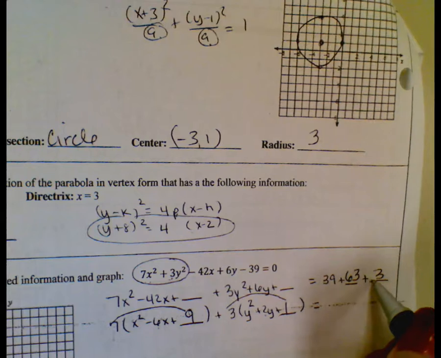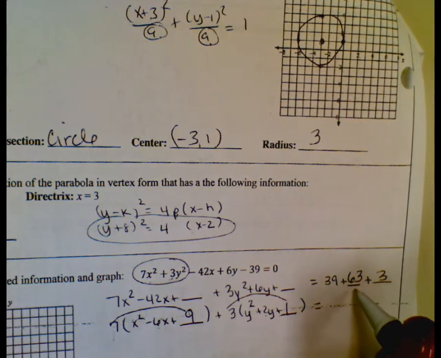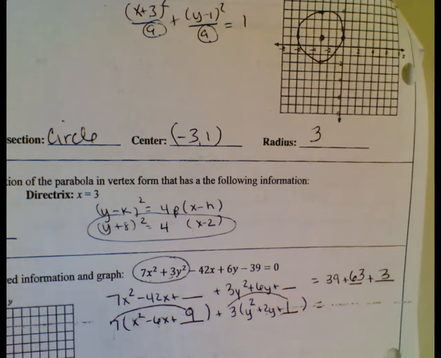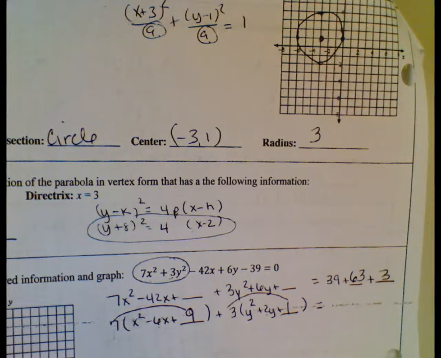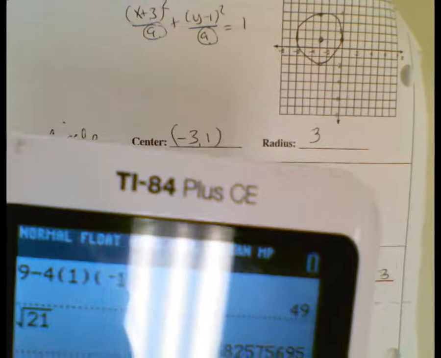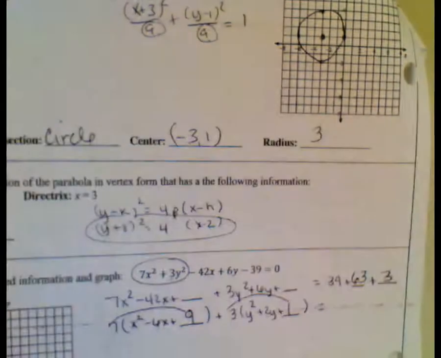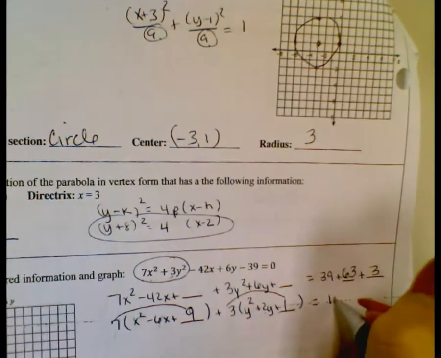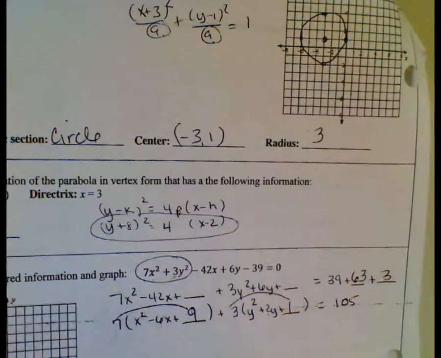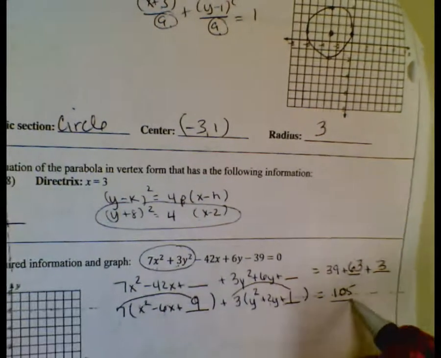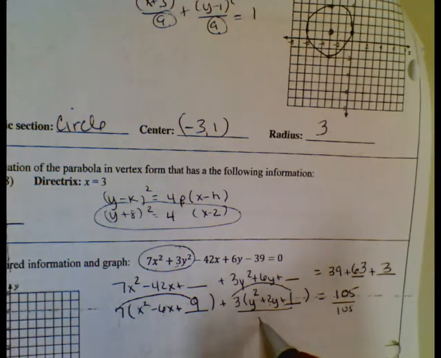For a grand total of, I don't know what this is. I think I've got 105. These are weird numbers, so let me look. We've got 39 plus 63 plus 3. 105. I don't like this number. Where's my perfect squares when I need them? So now what we're going to do to get this equal to 1 is we're going to divide everything by 105.